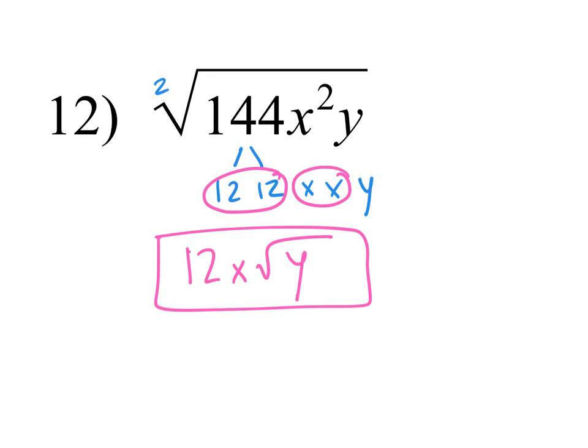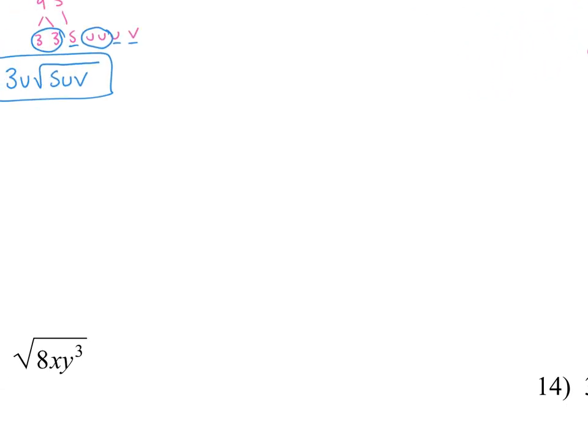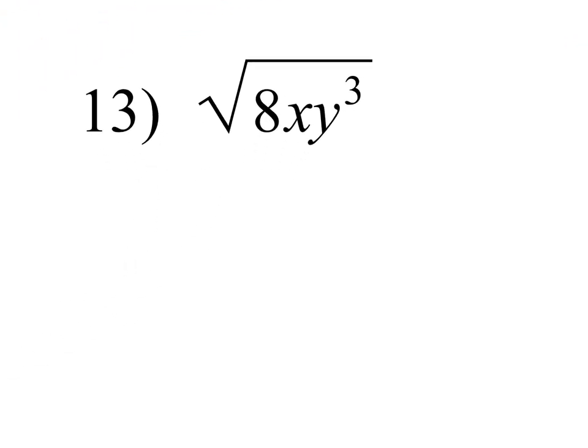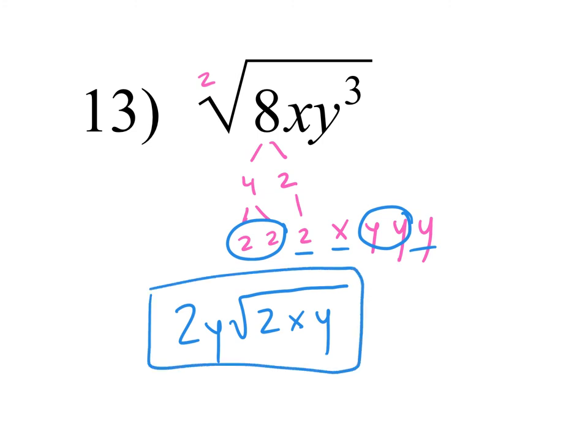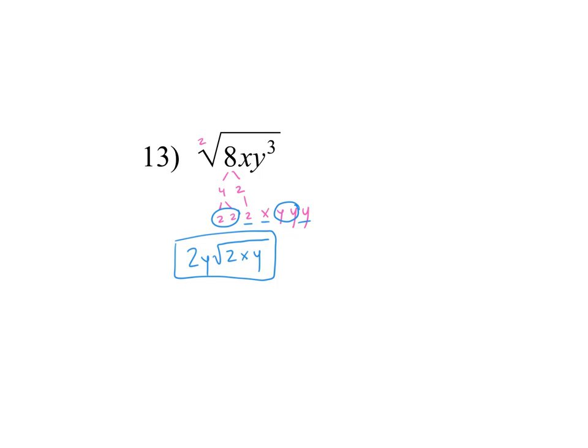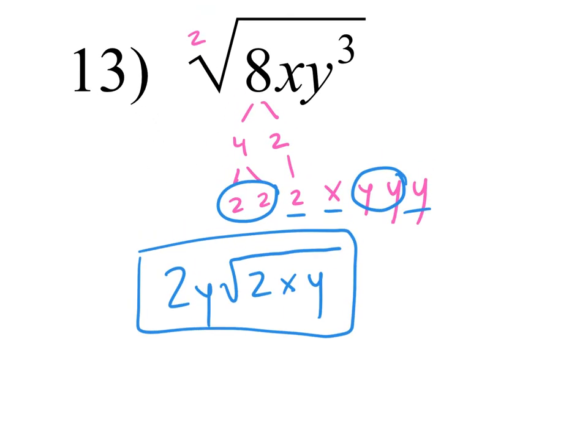Any questions here? All right, 13. I'm circling groups of what here? Groups of 2. What are 2 factors of 8? 4 and 2. And 2 factors of 4? 2 and 2. And then I have X and 3 Y's. So what do I circle? 2 twos and 2 Y's. So what comes to the outside? 2Y. What stays on the inside? 2XY. Awesome. We only had 1 X, so it has to stay on the inside.